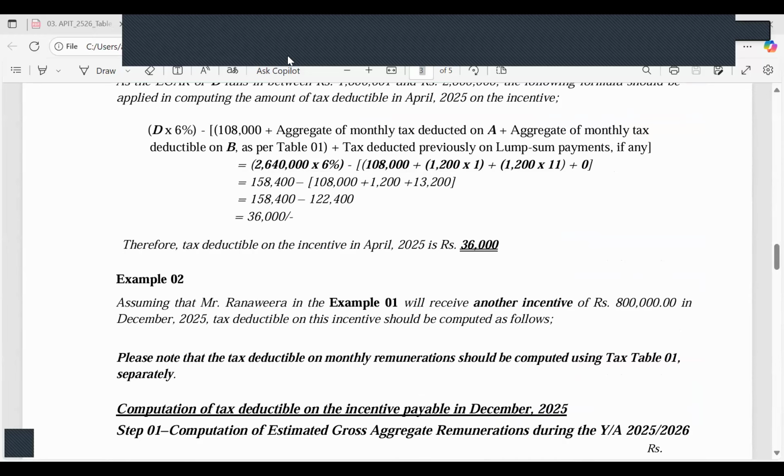So after applying the figures here, we can calculate it like this. Then the tax for the incentive is 36,000. So when we are receiving the incentive in the month of April, 36,000 will be deducted by the employer here.